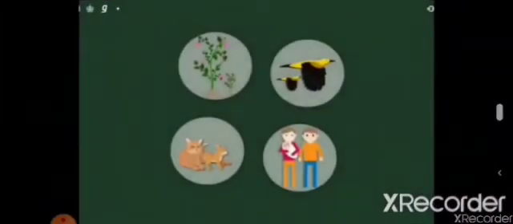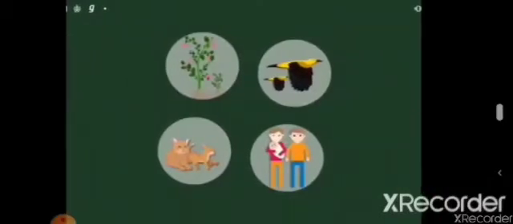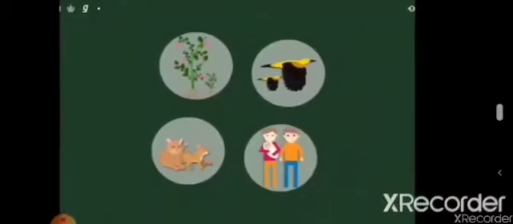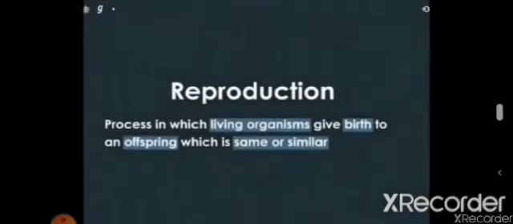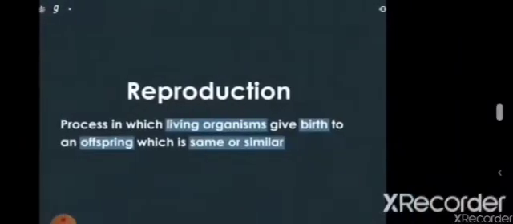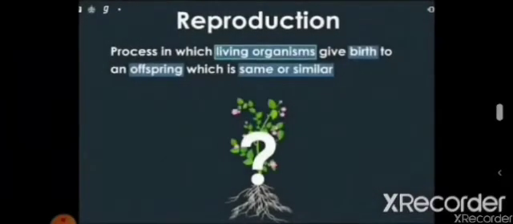All living organisms are capable of giving birth to their young ones, which are either exactly the same or somewhat similar to them. Can you tell me, students, the process of giving birth to an offspring is known as? Yes, it is known as the process of reproduction. In simple terms, it is defined as the process in which living organisms give birth to an offspring which is similar or the same to them.